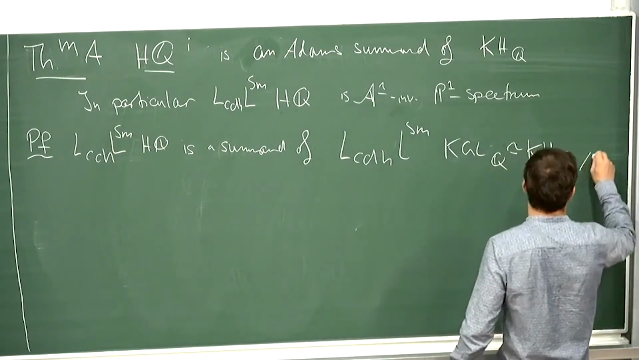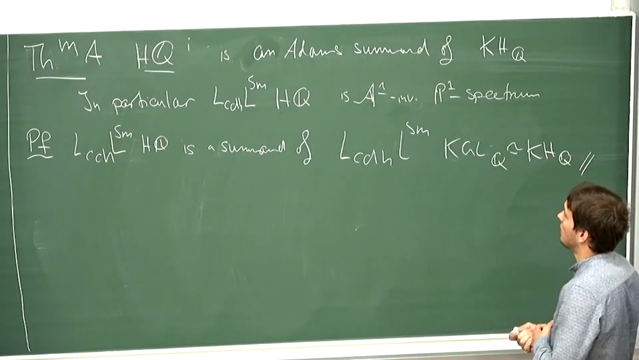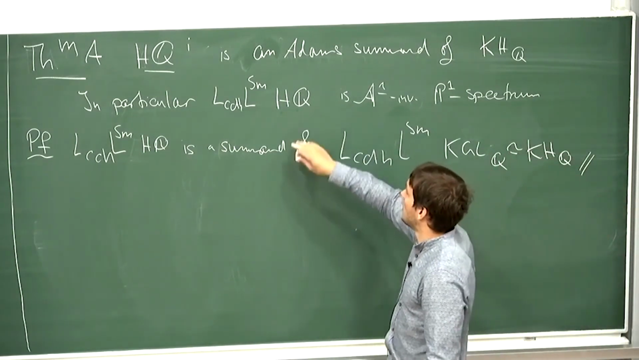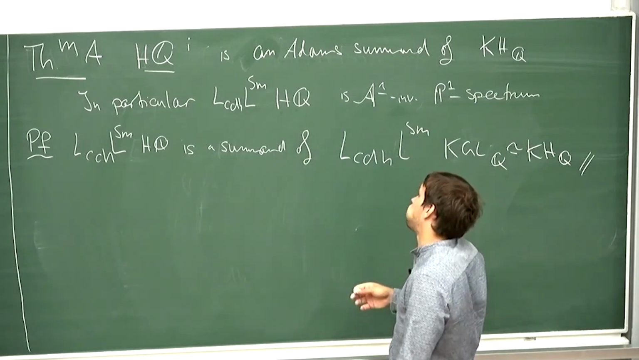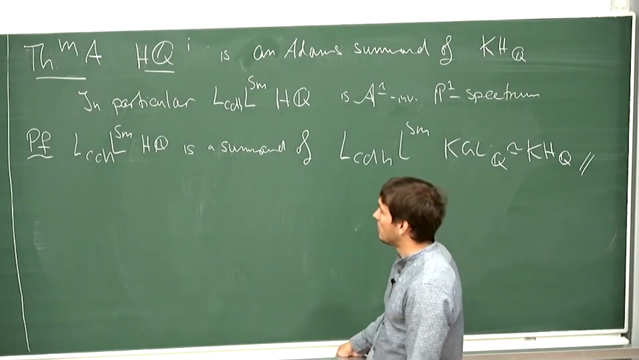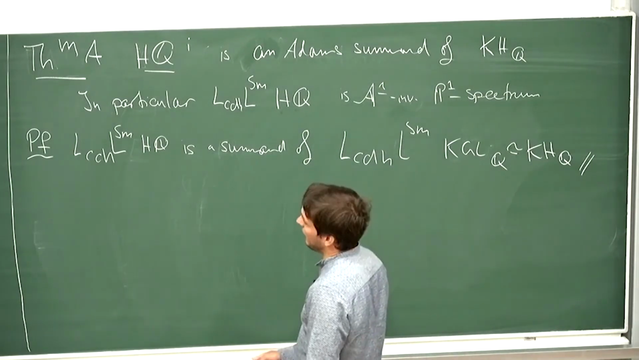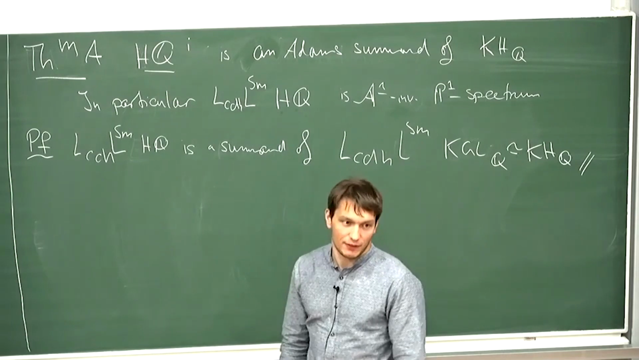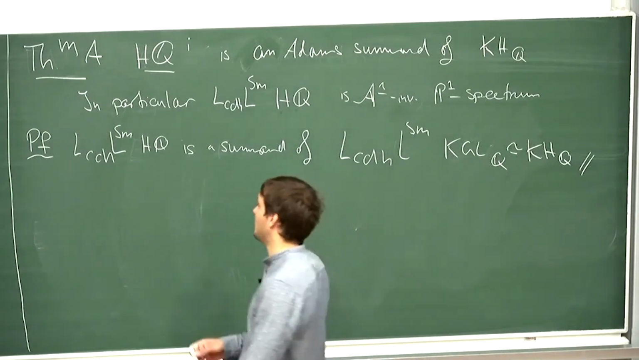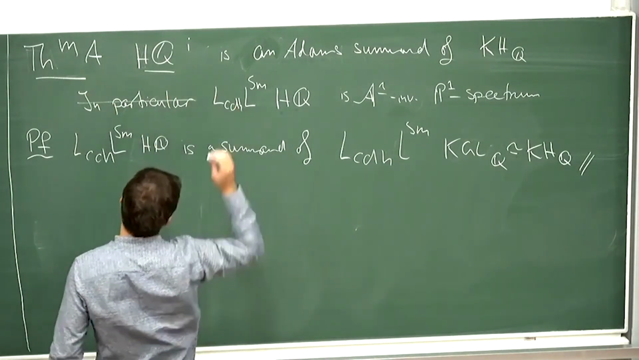Shouldn't the statement be that this L_cdh L_sm of HQ is an Adams summand of HQ in particular? I mean, because you don't know, you want to show that it's the HQ underlying. Maybe I remove the "in particular" and just assert all of these facts. You're right. I mean, when I wrote this, I was getting a bit nervous too.